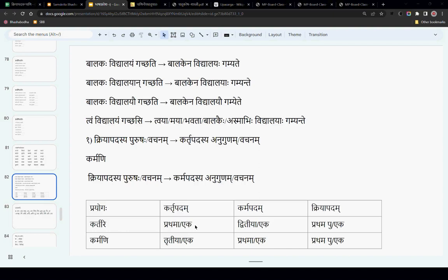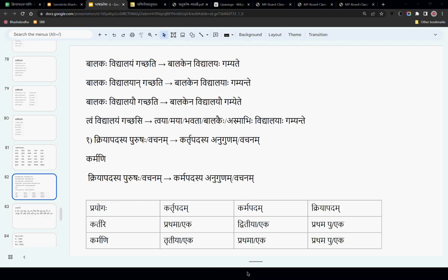this table is given. If in kartari the kartrupada is prathama ekavachanam, then in karmani that kartrupadam changes to tritiya vibhakti. Vibhakti changes, and in karmani the karma pada is prathama ekavachana, and the kriya pada is prathama purusha. So what has happened in this example is given here, but you have already done many examples, so you should be familiar with this.